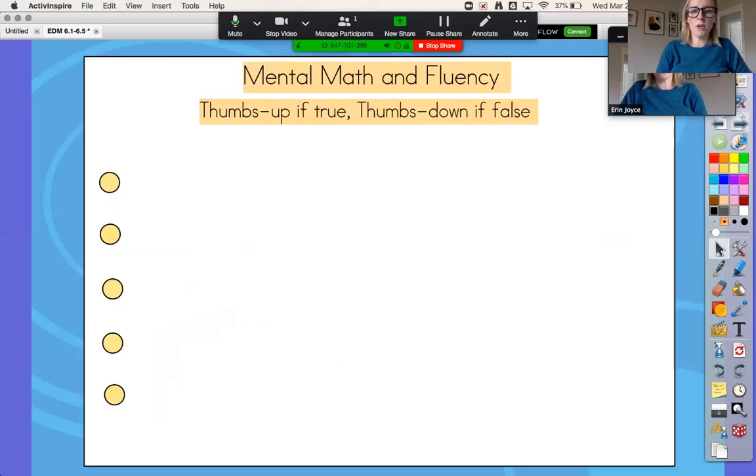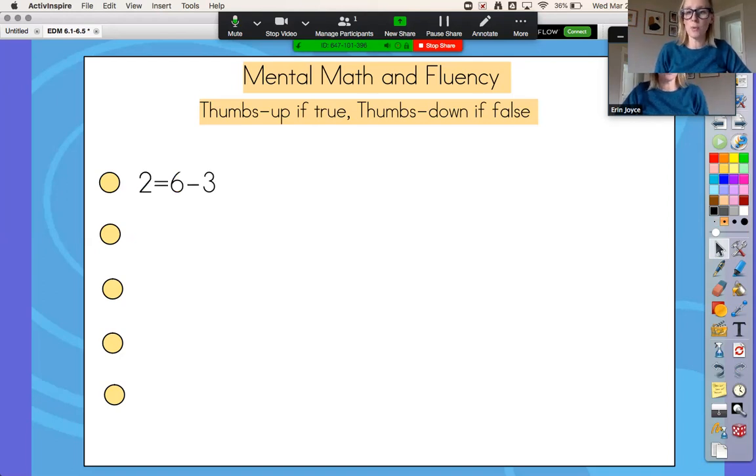We're going to warm up first, like normal, with some mental math. And I want you at home to be giving me a thumbs up if the number sentence I show you is true, and a thumbs down if you think the number sentence I'm showing you is false. So up is true, down is false, and I'll be giving you a little bit of time to think and respond before we move on to the next one. So here's our first one.